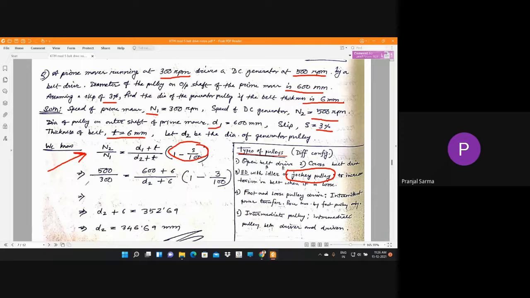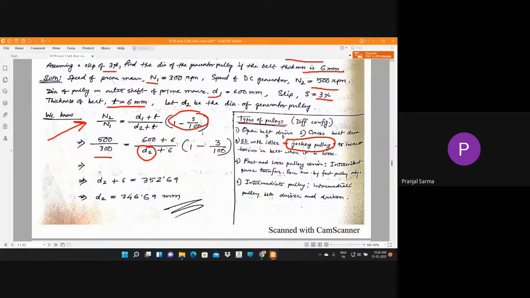The other values are given: N2, N1, D1, the thickness of the belt T, and the percentage slip of 3%. By putting in those values, the only unknown is D2, so we can solve for D2. After solving, we obtain D2 as 346.69 mm. These are straightforward problems if you know this relationship.